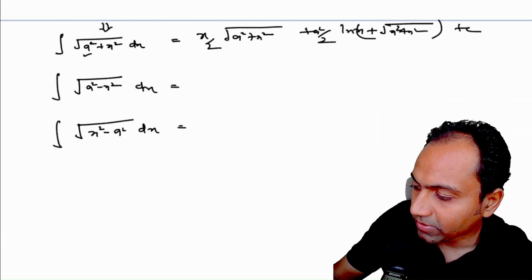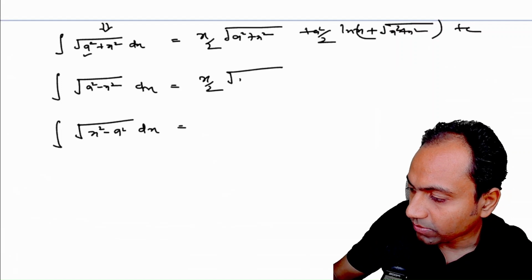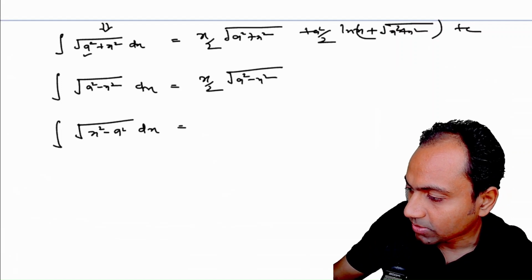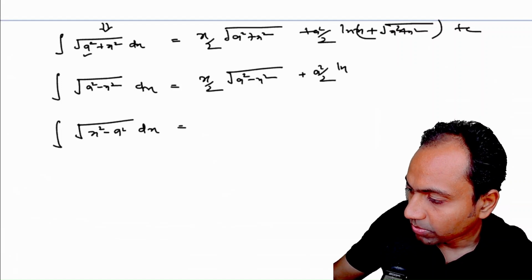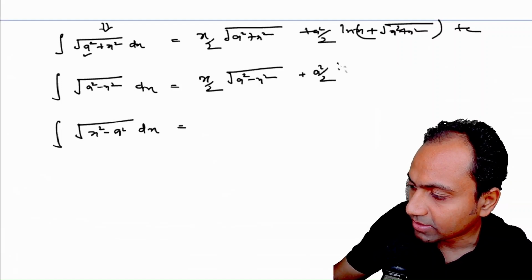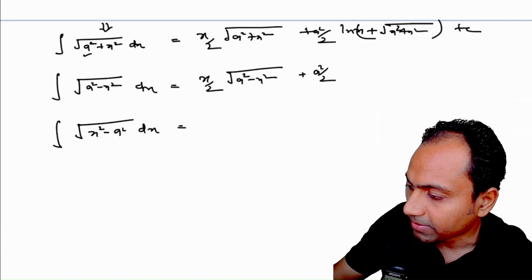In the second part, we can also do the same: x by 2 root of a square minus x square plus a square by 2 ln of, now here the reciprocal of this will become 1 by a, sorry, sine inverse of x by a.